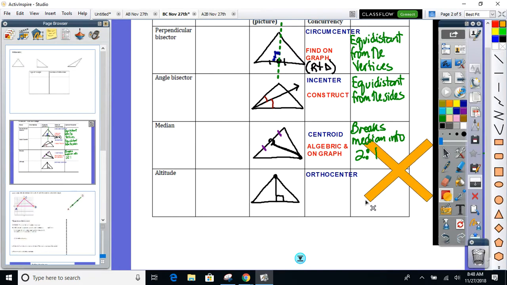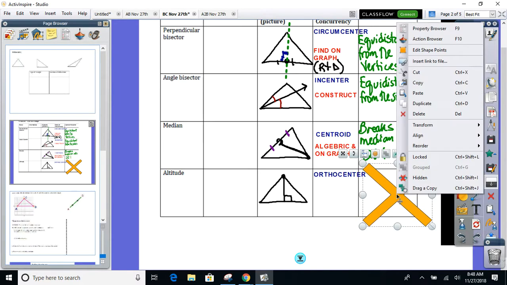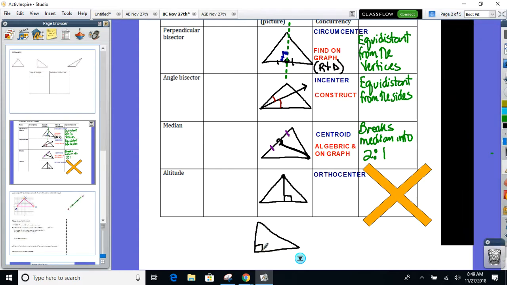But I would expect the following, though. If I have an acute triangle, where's the orthocenter located? Inside. If I have a right triangle, where's my orthocenter? Where the two legs meet, because remember, these legs are also what? Altitudes. Legs on a right triangle are also altitudes, so where they meet, this point right here is the orthocenter. And what if I have an obtuse triangle?